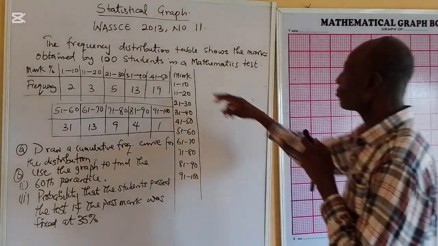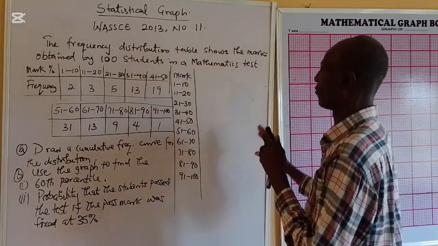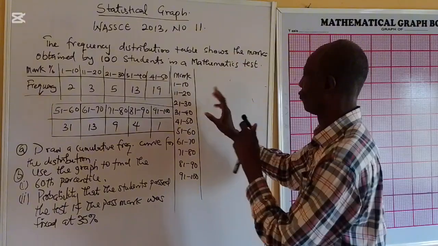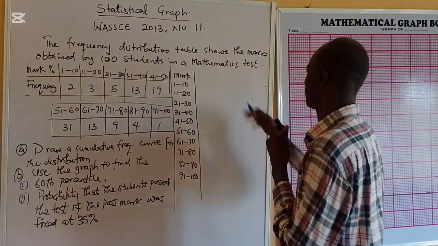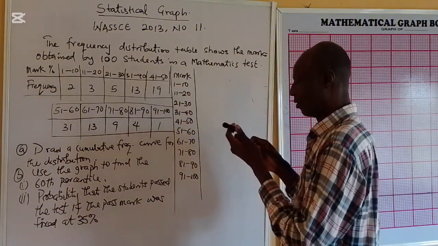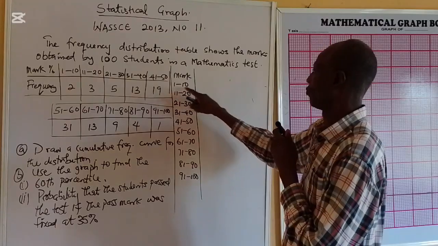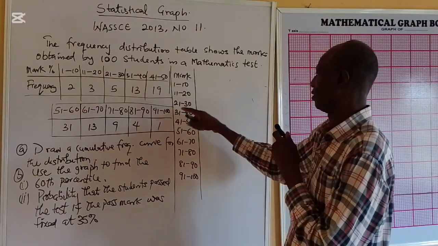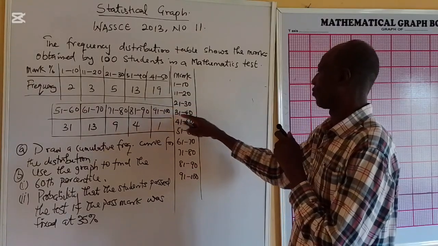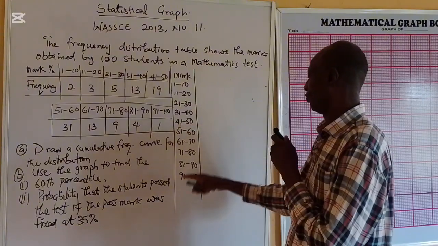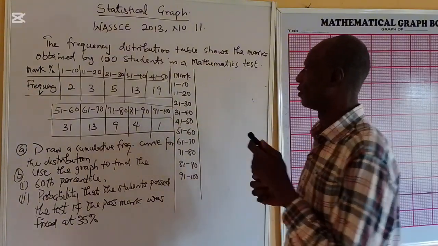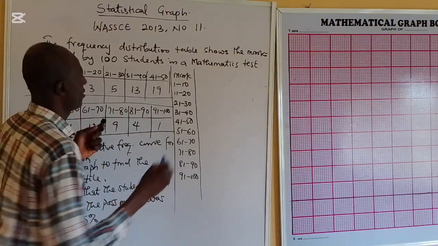Solution. Because of the size of the board, I decided to reduce it so I can make sure I fix everything properly. Now, look at the marks 1 to 10, 11 to 20, 21 to 30, 31 to 40, 41 to 50, up to 91 to 100. Now, let's fix the frequency.